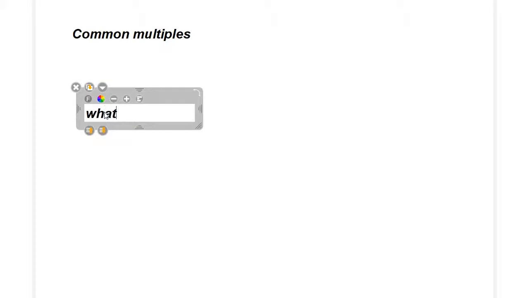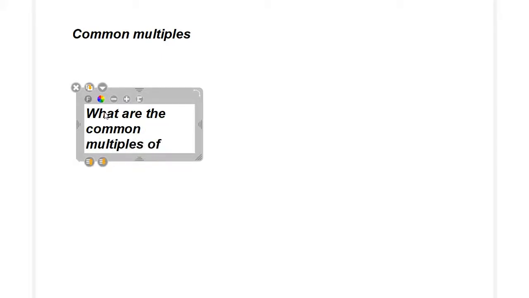Okay, so for example, we want to find out what are the common multiples of, let's say, 12 and 8. Let's see.